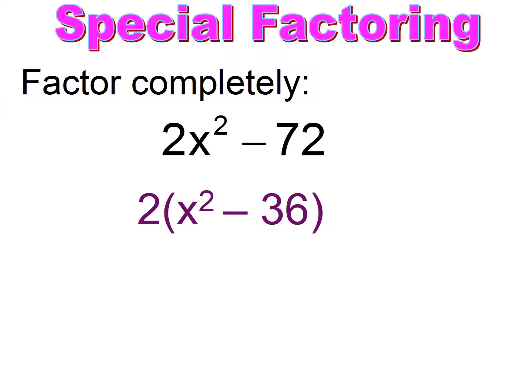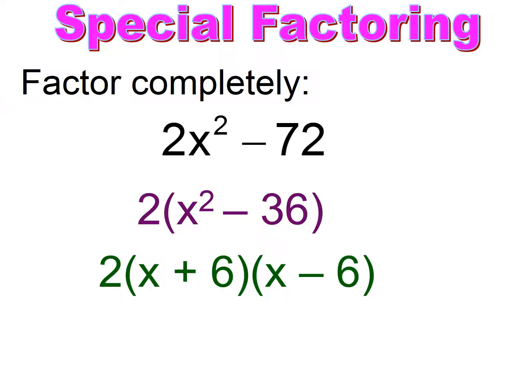So again, your GCF here is 2. I factor out the 2. I see I have the difference of two squares. And then I factor the difference of two squares. And I get 2 times x plus 6 times x minus 6.